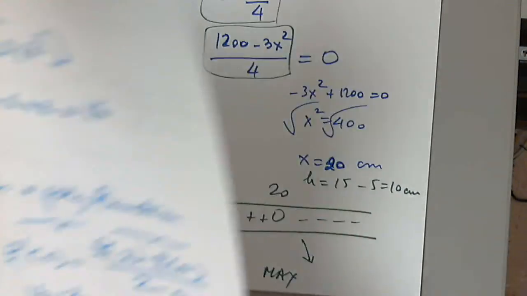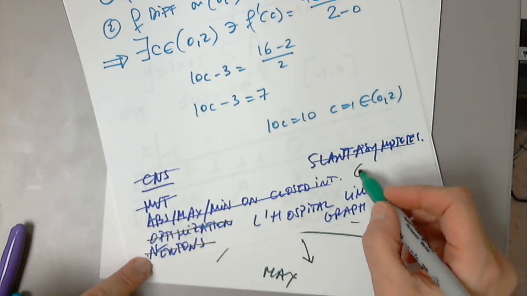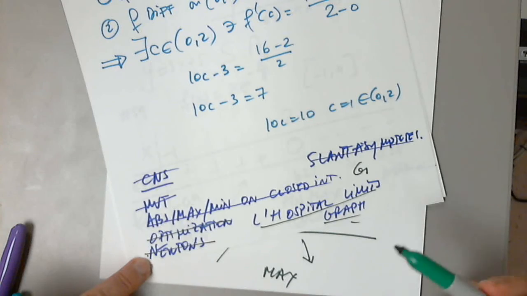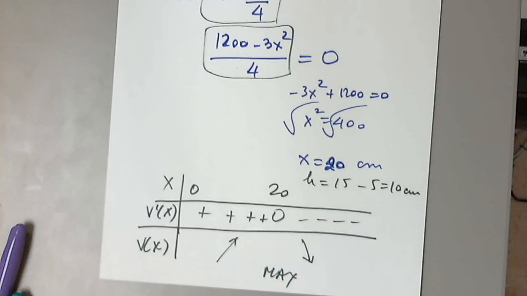Okay, so this was an example of optimization. What I didn't write here is graph. Oh, I did. So we have L'Hopital's rule, or limits with L'Hopital's rule, and graph. Okay, what is our next step? What would you like?